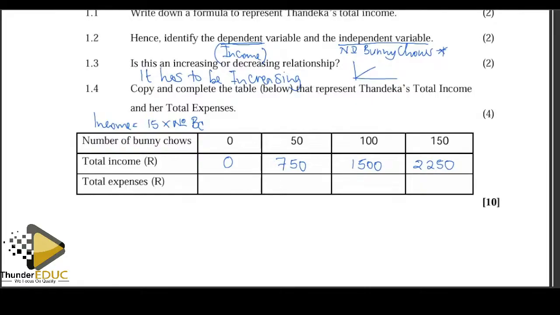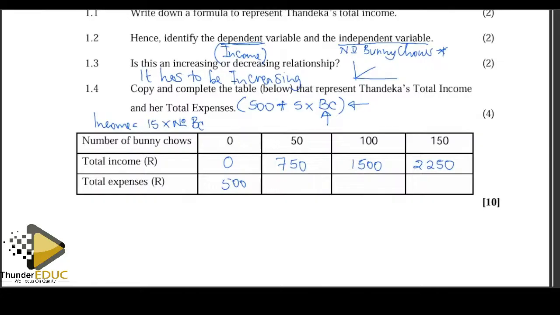What about the total cost? Total cost now is going to change a little bit. Why? She has to spend 500. After spending the 500, she starts spending 5 rand on each bunny chow. So this is the equation for total cost. All right, let's go on. If we put 0 here, we shall remain with 500. Why? Any number times 0 gives 0. 0 plus 500, you get 500.